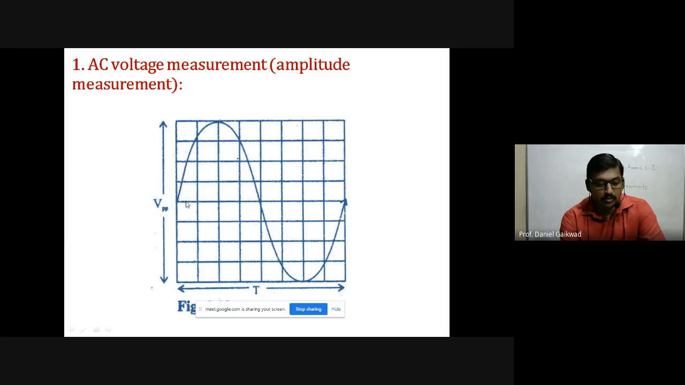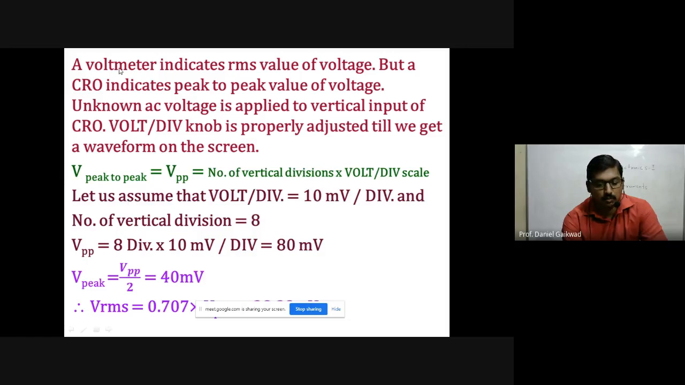Now we have divisions 1, 2, 3 and 4: 4 divisions in the upward direction and 4 divisions below, and the waveform moves through the crest and the complete trough. This is capital T, the time period, and here we have the voltage V peak to peak, from the positive peak to the negative peak. Using that we can calculate how much the AC voltage is. Now check carefully, we have one example here.